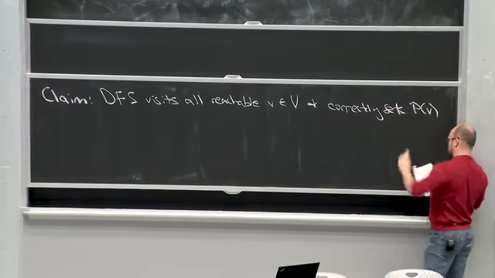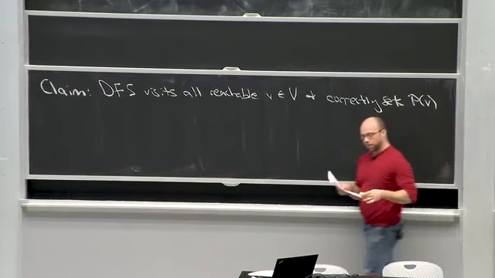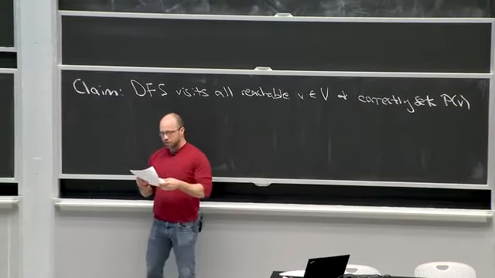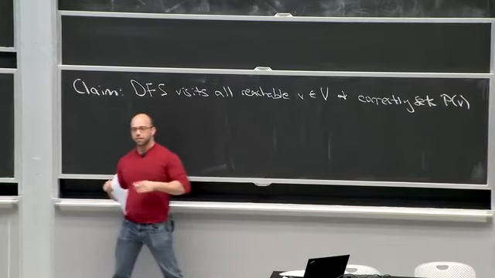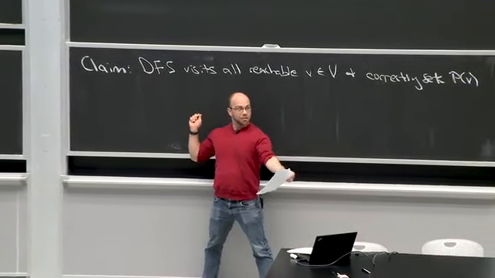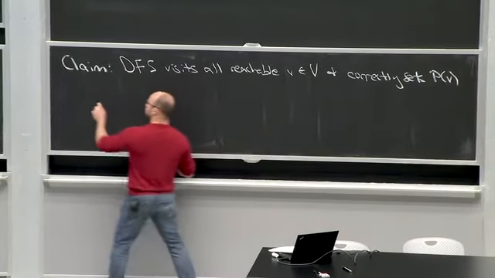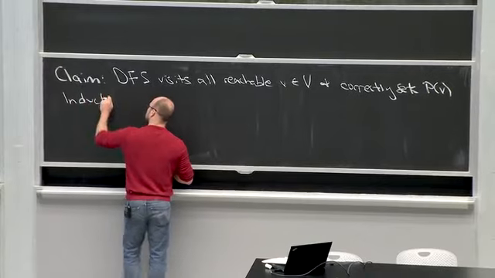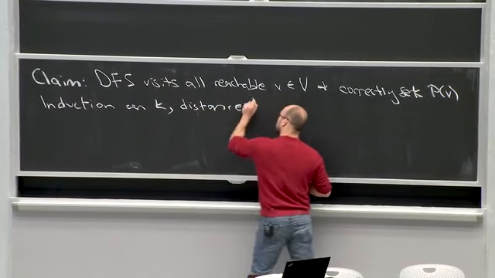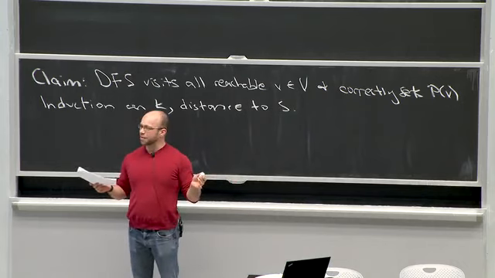Okay, so in order to prove this, as with almost everything in this course, we're going to use induction. In particular, we're going to do induction on the distance from the source. So we're going to say that for all vertices at distance k from the source, this statement is true, and then we're going to prove this inductively on k. Okay? So we want to do induction on k, which is the distance to the source vertex.